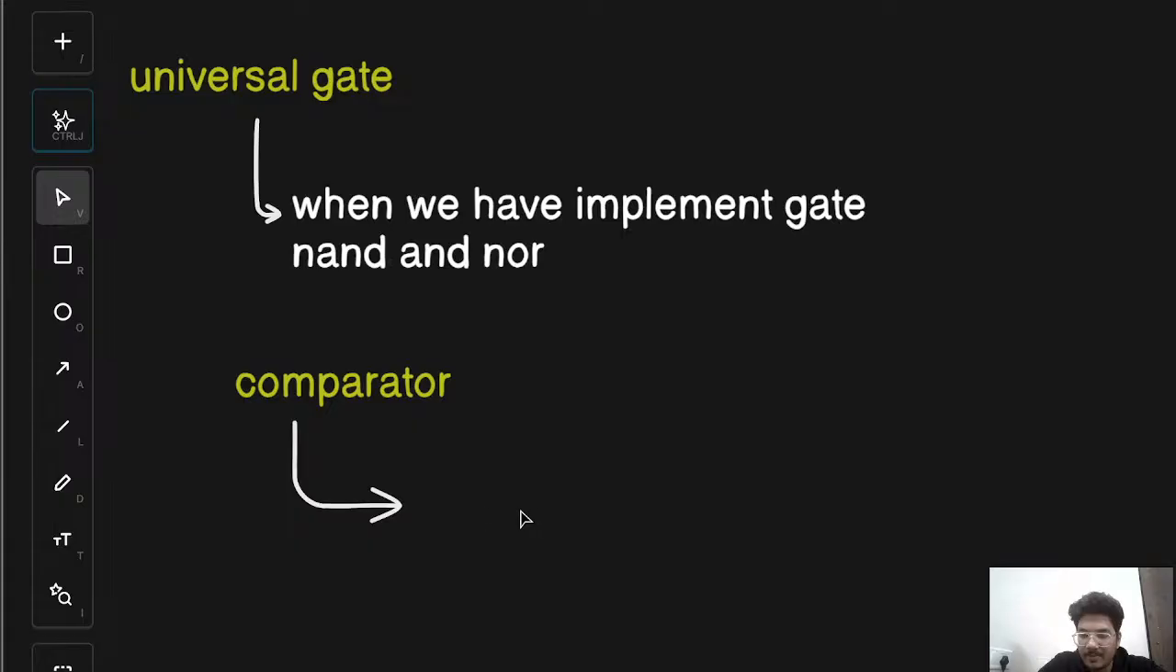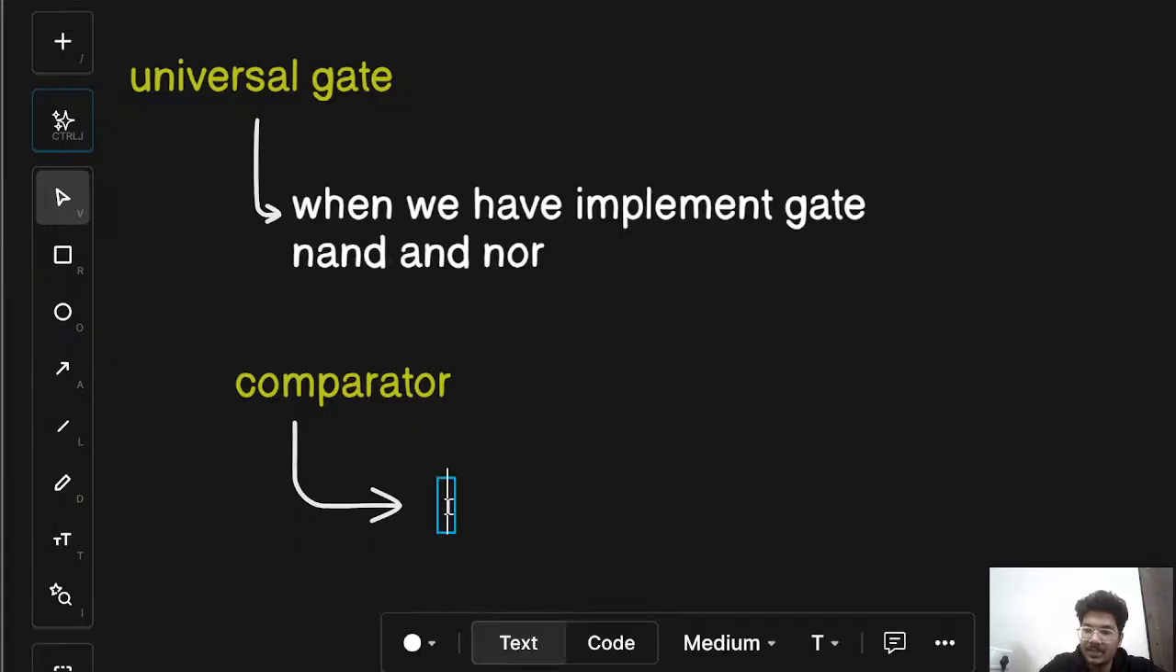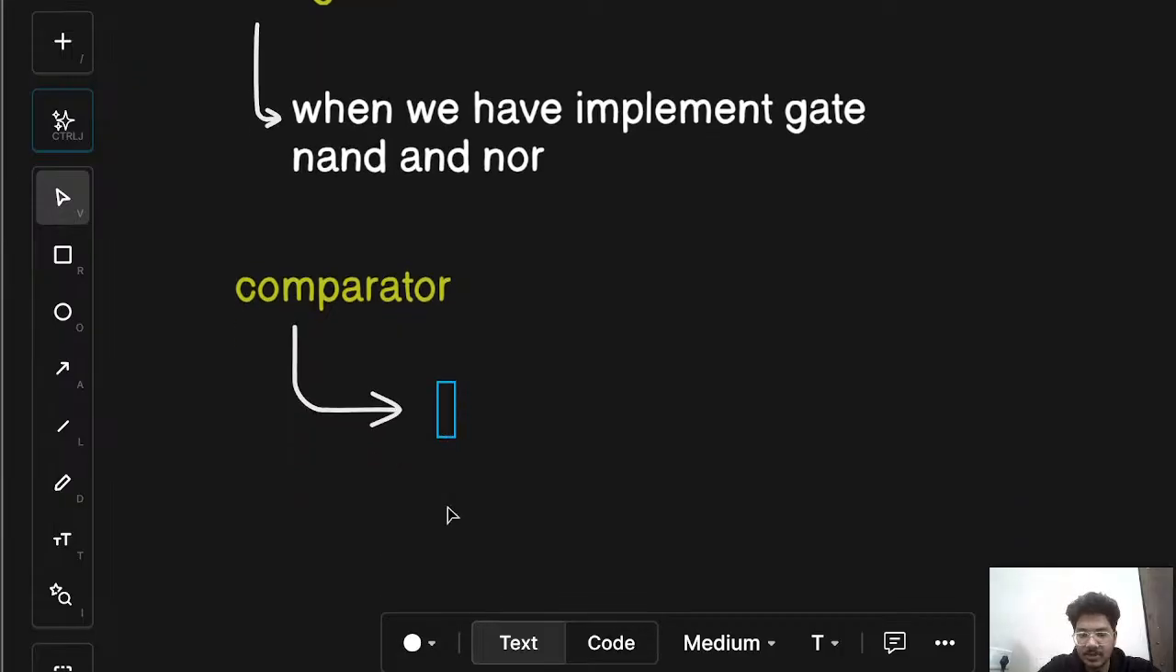The comparator is a digital circuit that compares two binary numbers and produces an output indicating the relationship between them: if A is greater than B, A is equal to B, or A is less than B. A comparator means we are comparing two binary inputs.